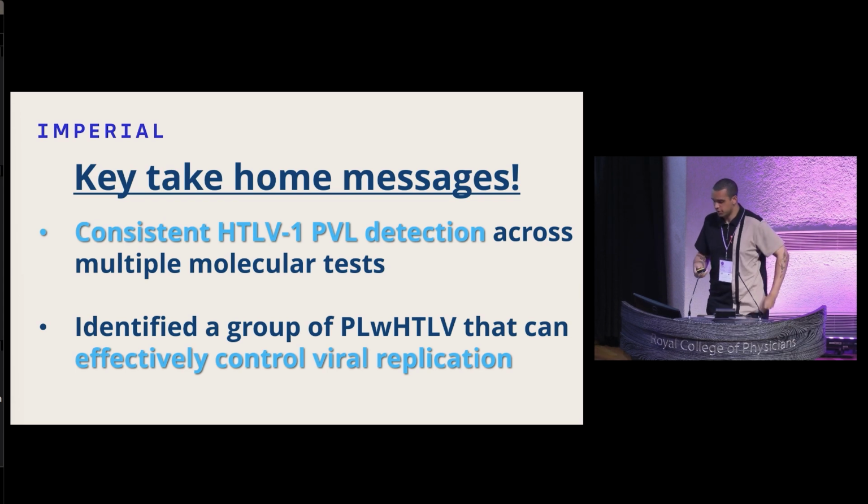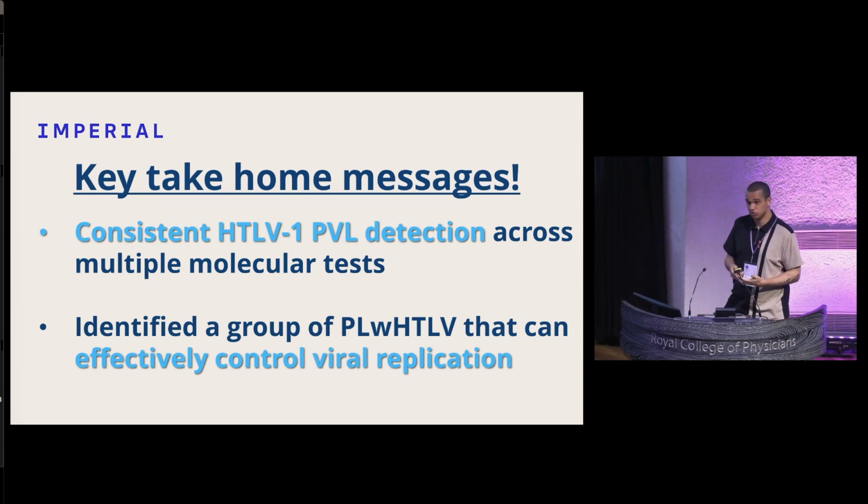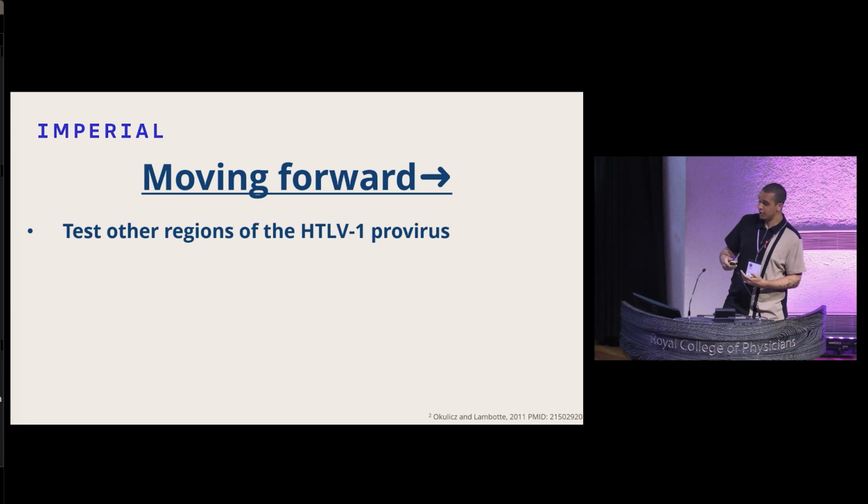So some key take-home messages. We were able to consistently detect HTLV1 provirus across different molecular tests, and we were able to use this to identify a group of people living with HTLV1 that can actually effectively control viral replication. Now moving forward, it is also important to test other regions of the HTLV1 provirus.